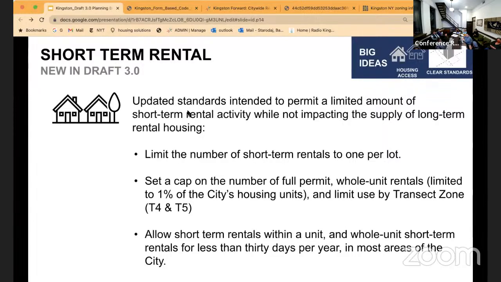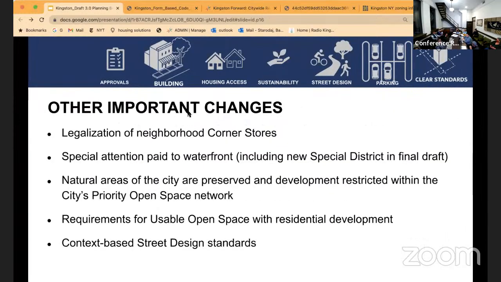The short-term rentals, you're talking about like Airbnb? Exactly, yes. So they're only in the T4 and the T5 now, correct? Yes, not citywide. And they don't have to be owner occupied anymore, correct? They do not have to be, owner occupancy is not required.